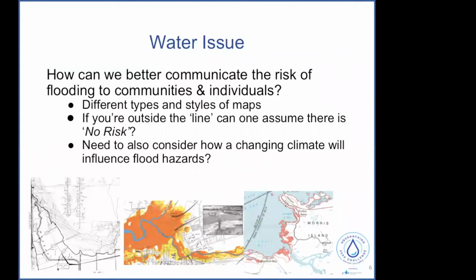So the issue that we're proposing here is how can we better communicate the risk of flooding to communities and individuals within communities? There are many different types and styles of flood maps that have been developed across Canada in different provinces. And as Robin said, if you're outside the line, can one assume there is no risk, or is there variable risk for a variety of different flood scenarios? And we also need to consider how a changing climate is going to influence flood hazards going forward.